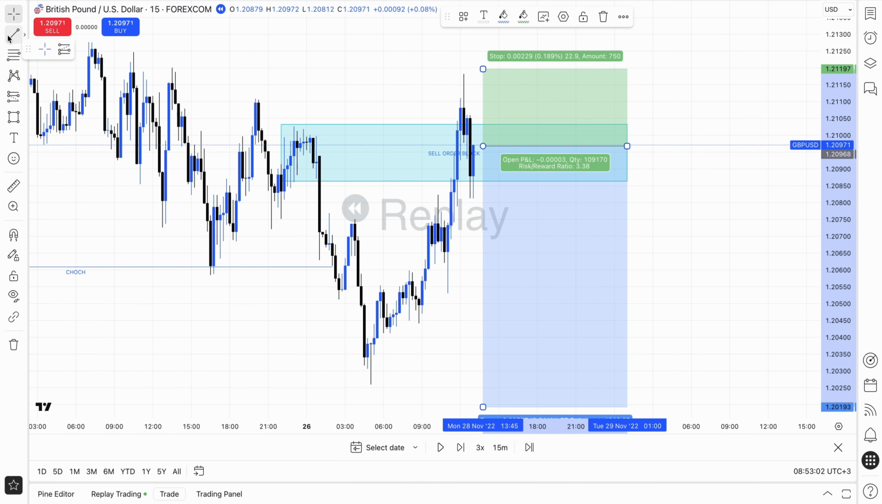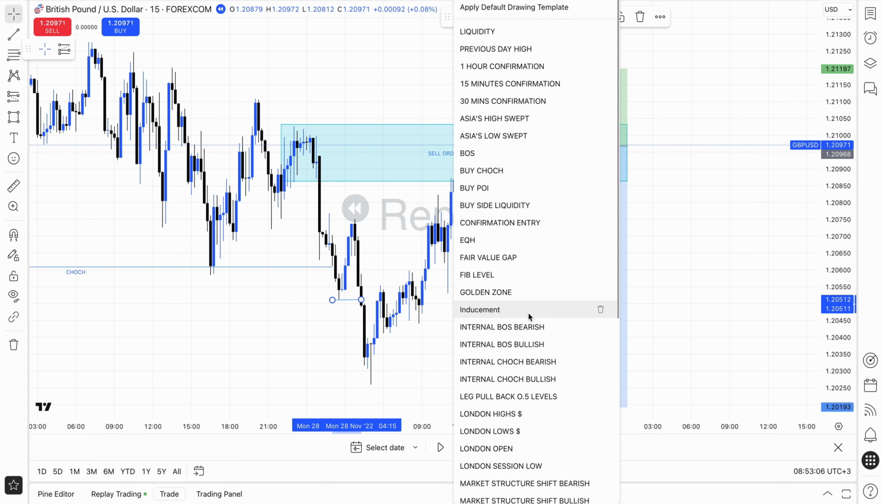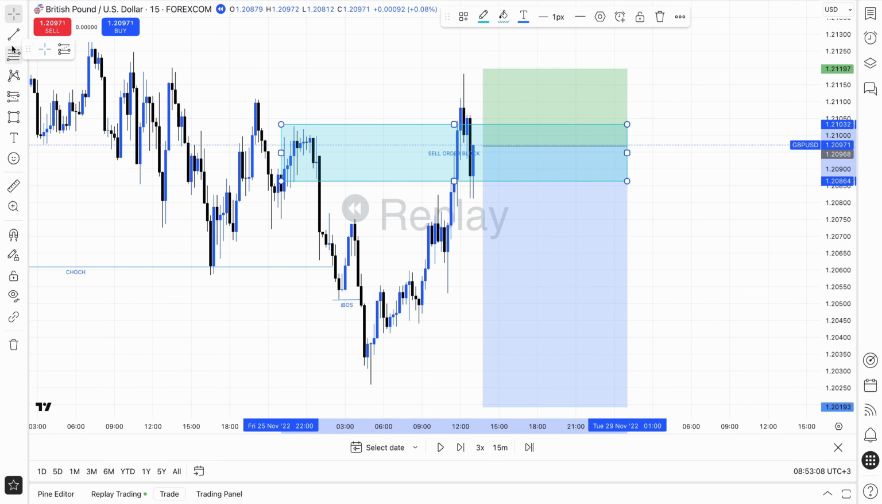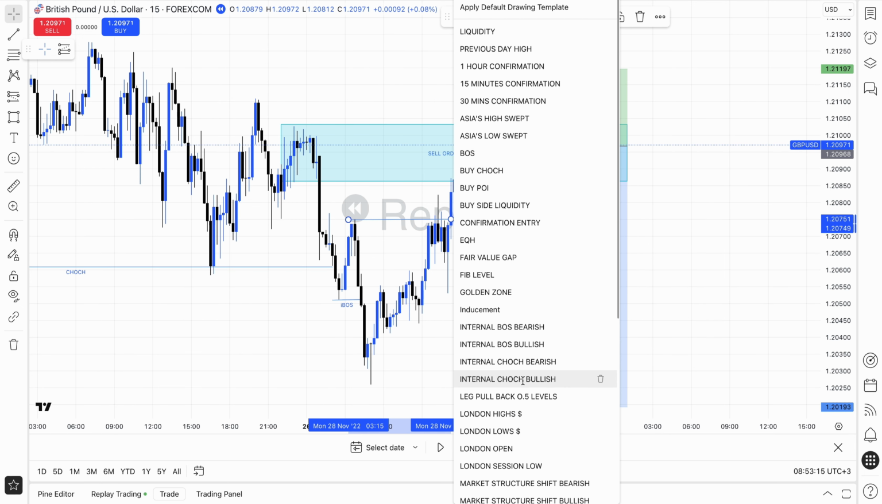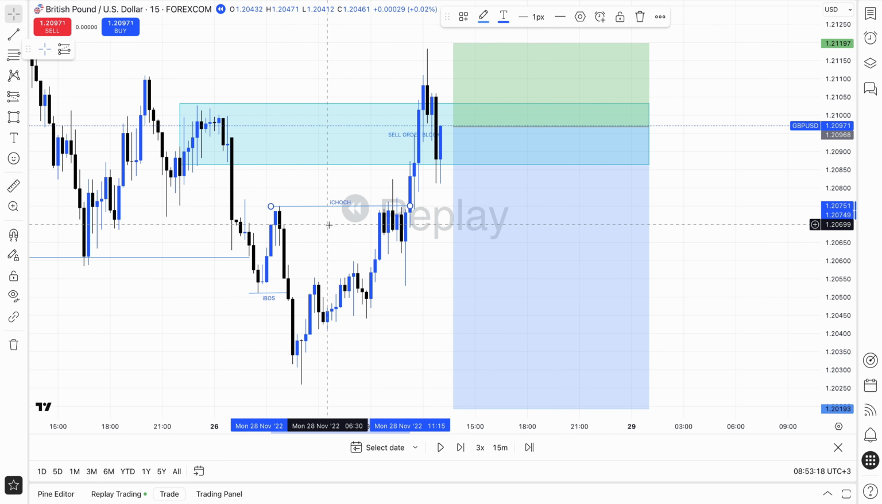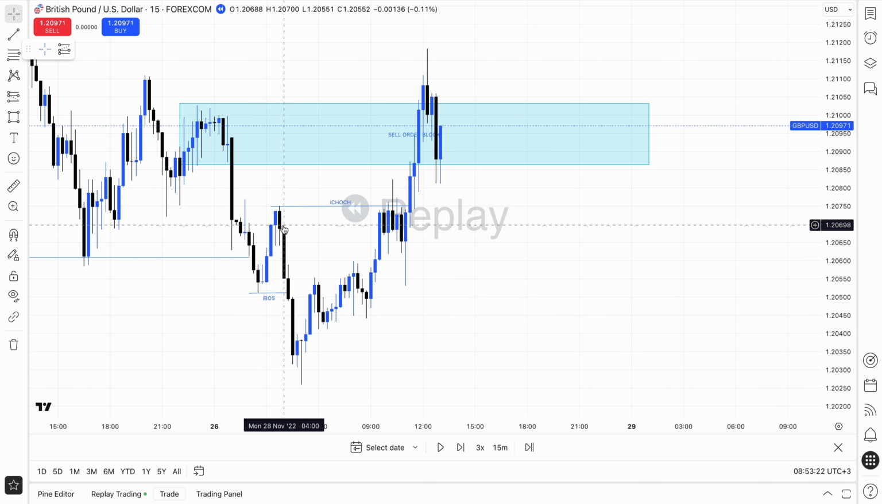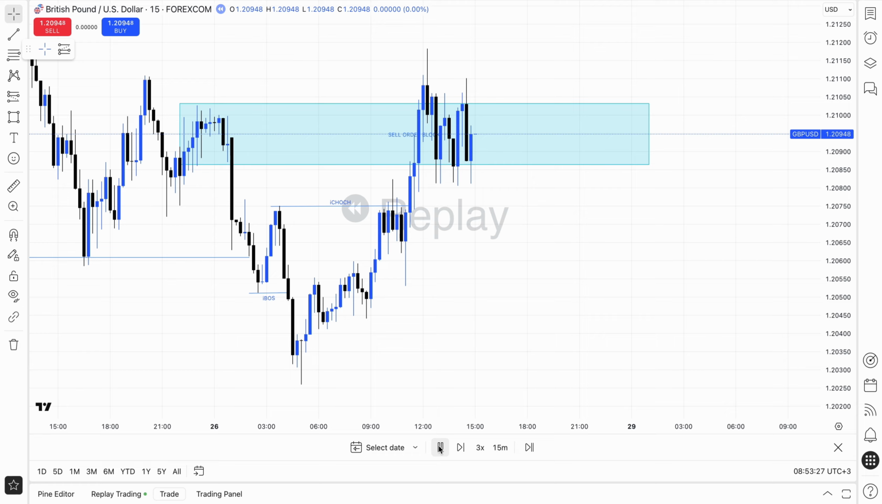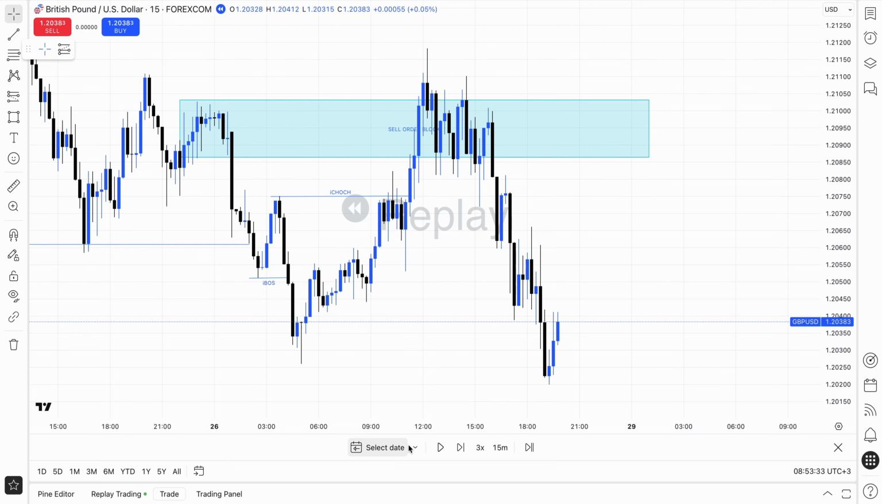Sorry, if you look closely here, we have our break of structure to the downside, and then still have our change of character to the upside. That's why internal structure is very, very important, guys. Let's delete this. And then we continue.